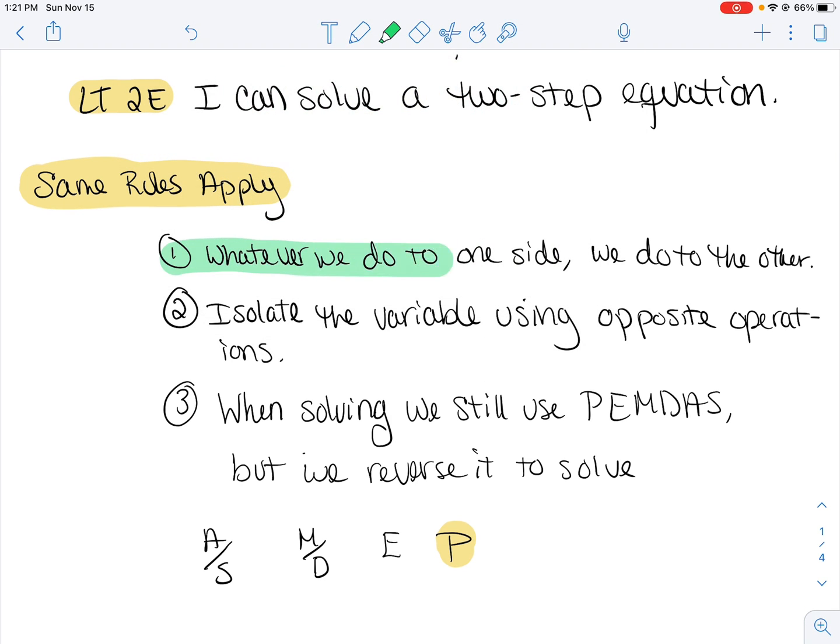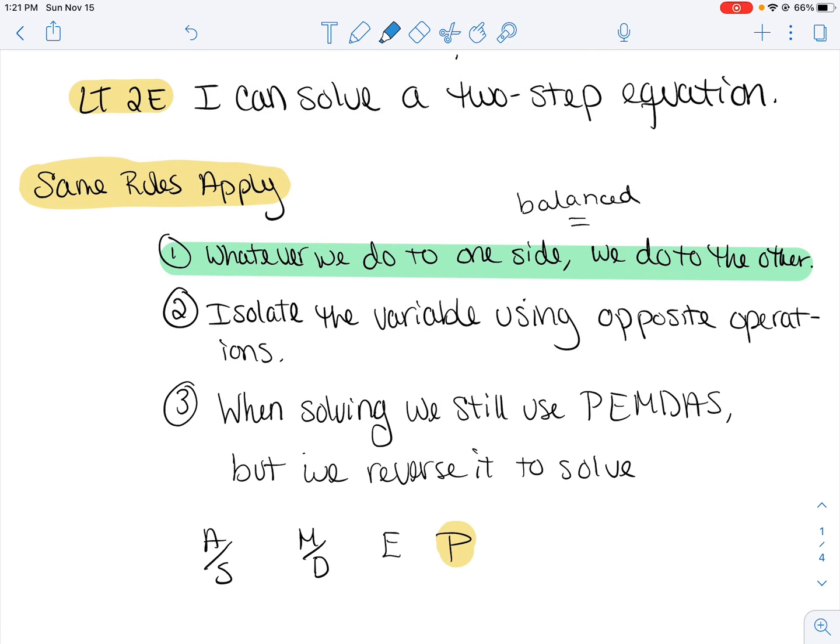First rule, whatever we do to one side of an equation, we have to do to the other, right? And remember, that's because of that equilibrium. We have to keep it balanced. All right, so anything you do to the left side of the equal sign, you have to do to the right, and vice versa.